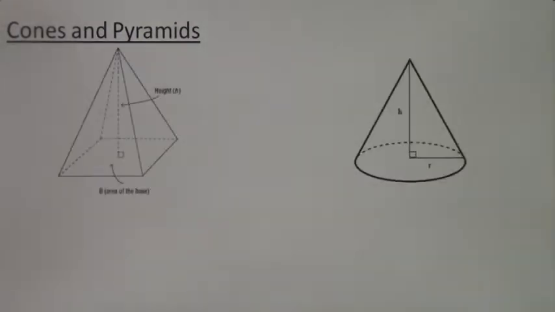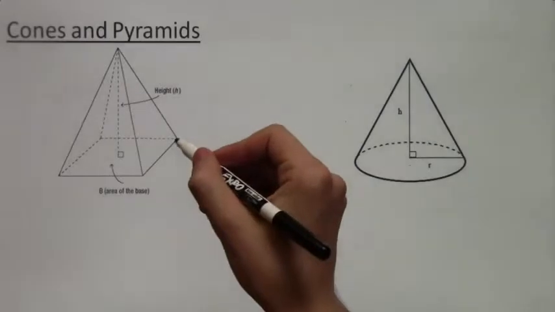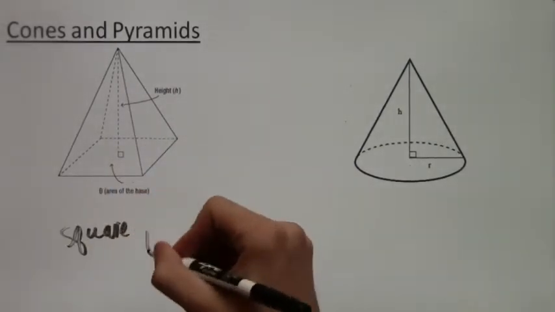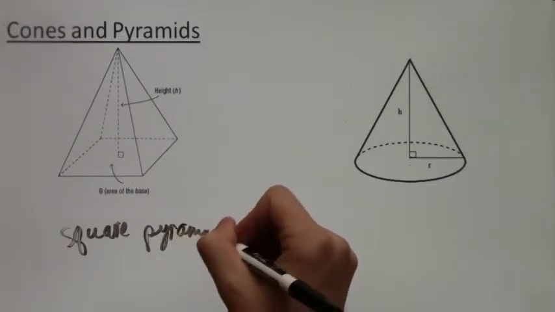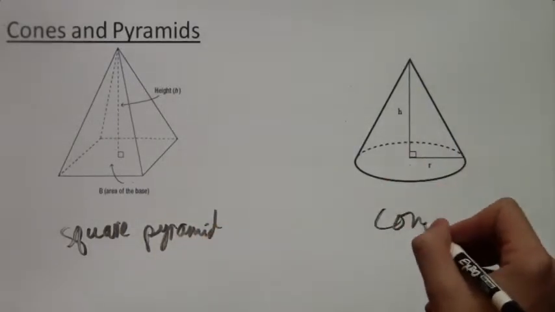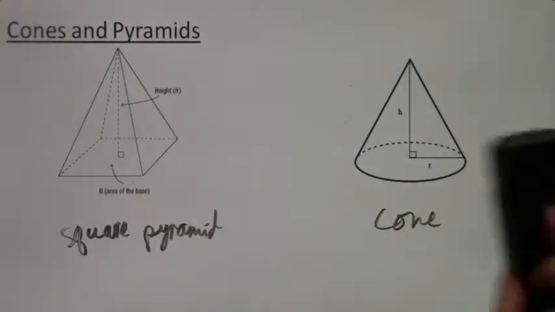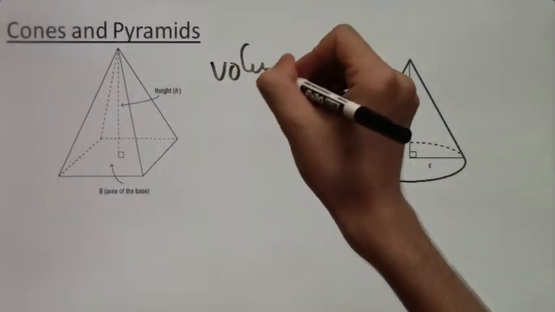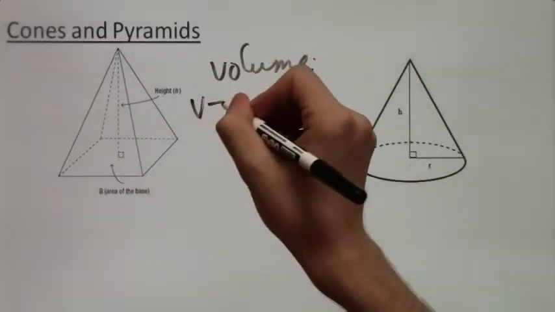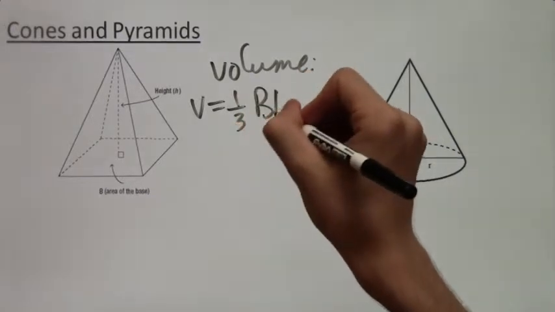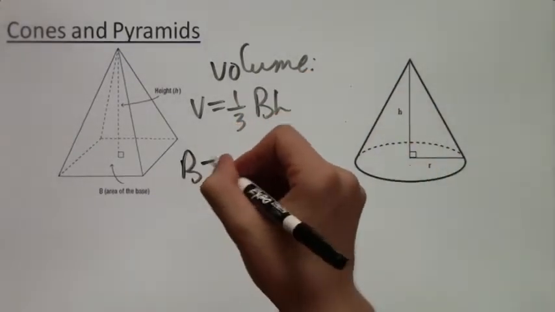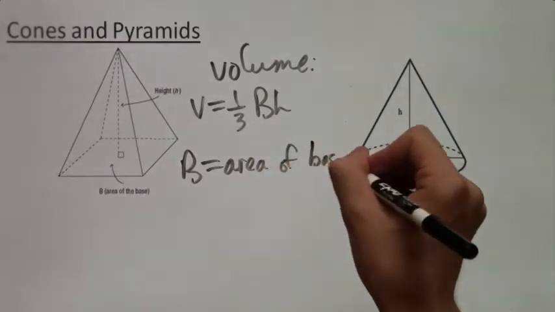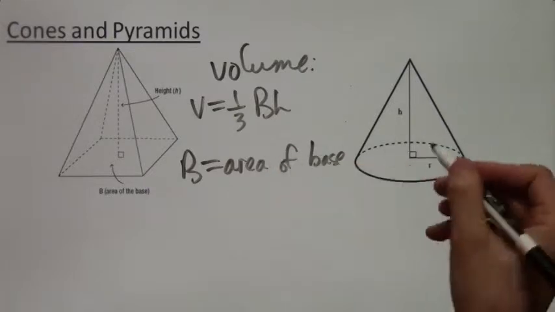And what we're going to learn is how to calculate their volumes. So what's important for calculating their volumes, very similar to cylinders, is the area of the base. So here I'm specifying that's a square pyramid, and this is just the cone. To calculate these volumes, the volume, which we always abbreviate as V, is equal to 1/3 B times H, where H is the height, and B is the area of the base.